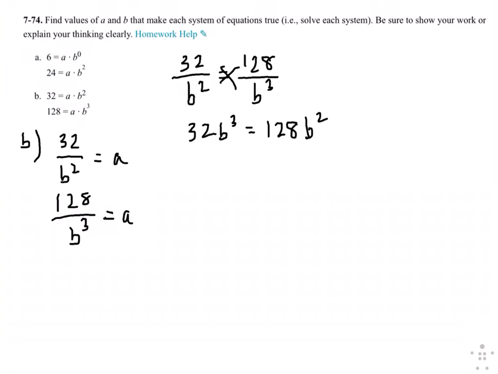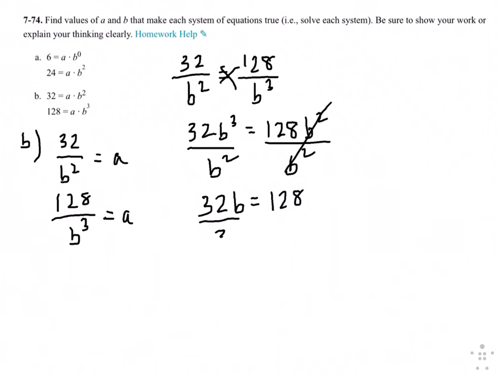We can divide both sides by B squared, right? So divided by B squared, divided by B squared. And we get 32B equals 128, right? Those B squareds cancel. And we divide by 32, and we get B equals 4.